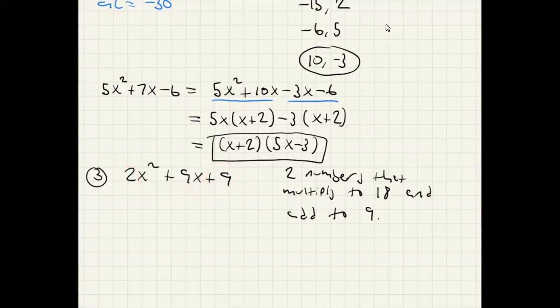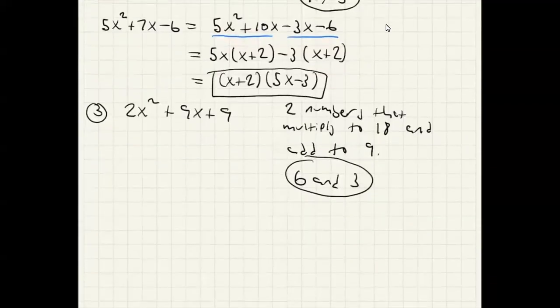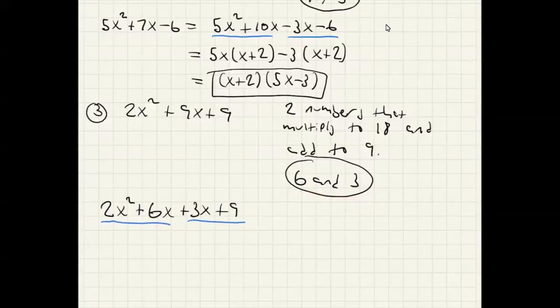Well, I think that's going to just be 6 and 3. So 6 times 3 is 18, and 6 plus 3 is 9. So we can rewrite it as 2x squared plus 6x plus 3x plus 9. Again, it's the 6 and the 3 because those are the numbers we found up here. And then you go piece by piece. We'll look at this piece, and we'll look at this piece.